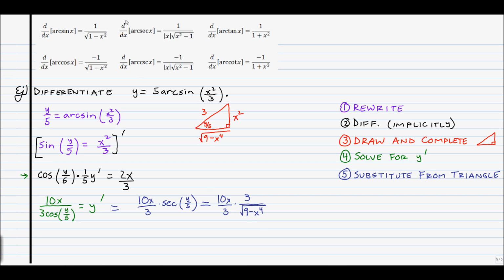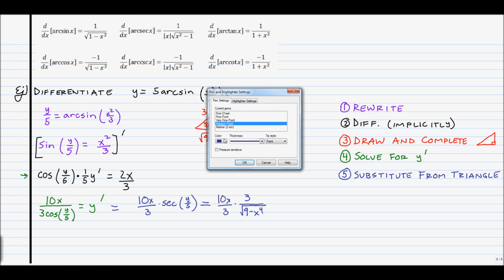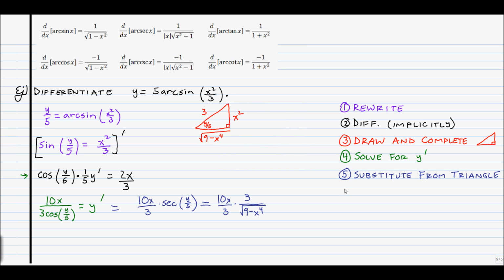So what happens? Well, we've got to simplify. Technically, step 6 would be to simplify, although I think that goes without saying. If we simplify, the 3's are going to cancel. We're going to be left with the derivative as 10x divided by the square root of 9 minus x to the 4th. And there is the derivative of that expression.